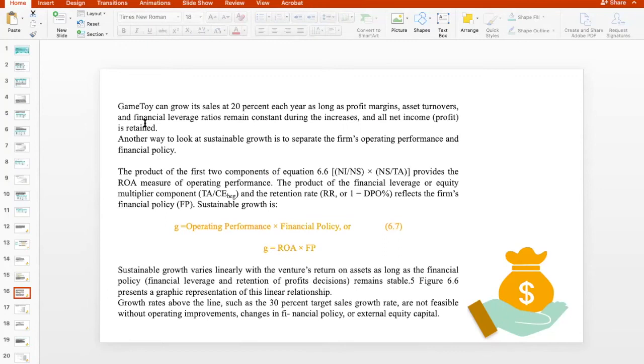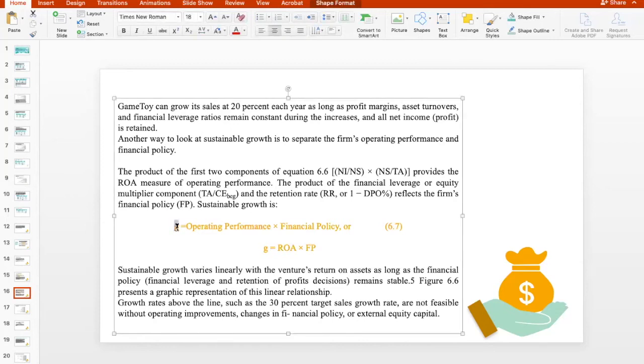So Game Toy can grow its sales at 20% each year as long as profit margins, asset turnovers, and financial leverage ratios remain constant during the increase, and all net income is retained. So the product of the first two components, حكينا عليهم, provides the ROA, which is return on assets, which is the operating performance of the firm, while the product of the last two components is the financial policy of the firm, which is the multiplier component times the retention rate. So the growth rate will be the result of the combination of your operating performance and your financial policy.